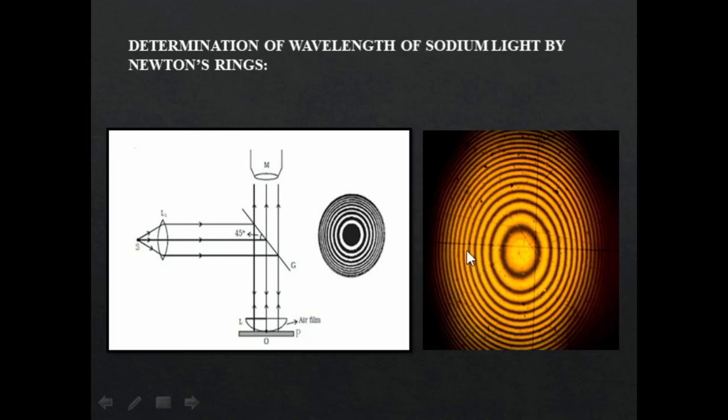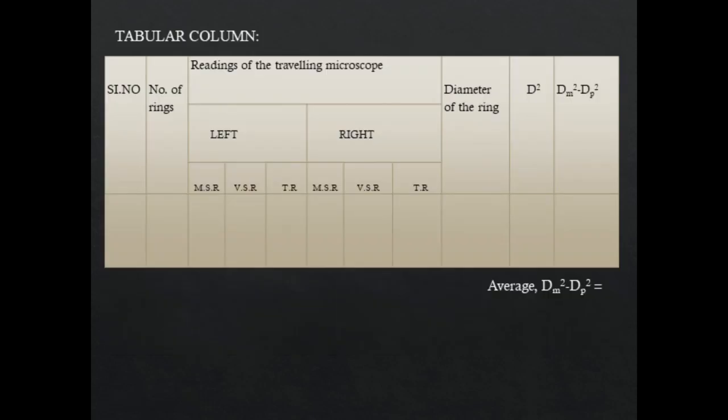From this we can determine the diameter of a dark ring using the microscope. The readings are tabulated for left and right. If you subtract the left and right readings, we get the diameter of the ring. Then we square that to get D squared, and from the difference between the mth and pth readings, we find Dm squared minus Dp squared. The last column will be constant. From that we can find the radius of the ring.